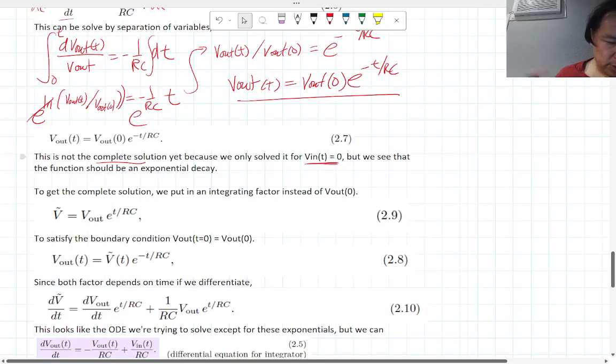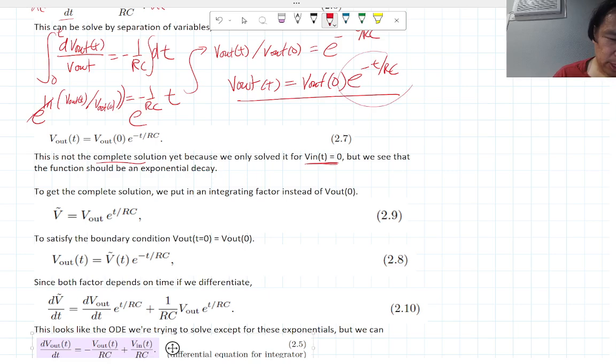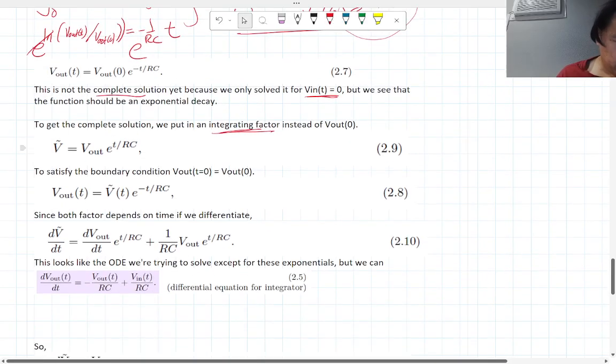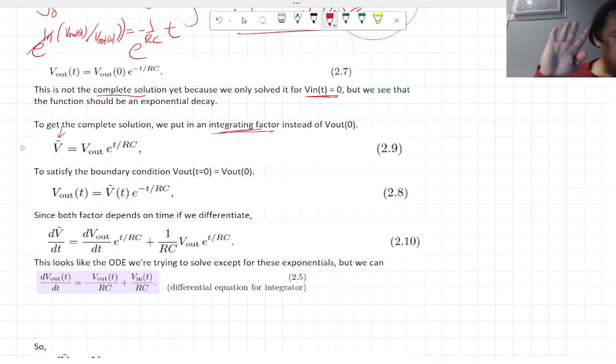But we can see that this solution is going to be some sort of exponential decay. To get the complete solution, we're going to put in something called an integrating factor instead of V out. We're just going to define this new function, V tilde. This doesn't mean the complex number stuff that we're going to talk about in a little bit. It's just an arbitrary function we made up. This is going to be equal to V out with respect to time times some exponential growth function as opposed to a decay function.